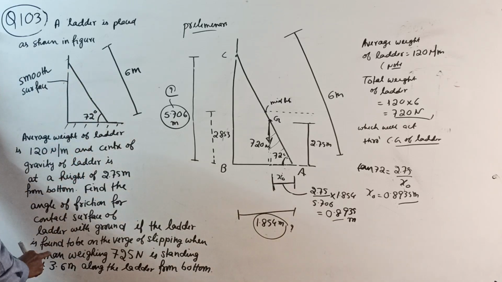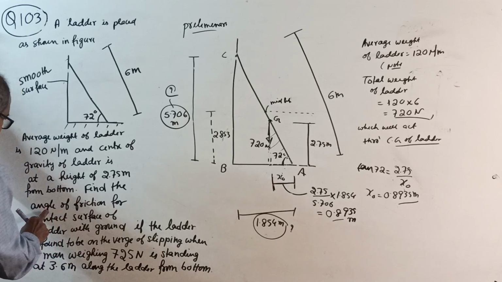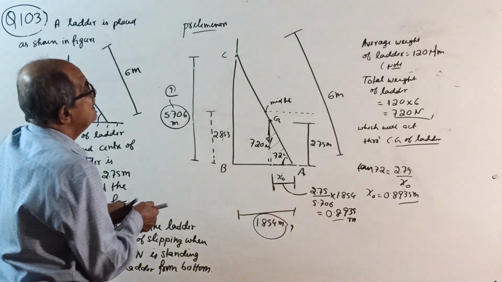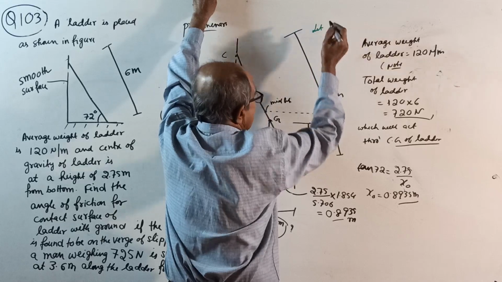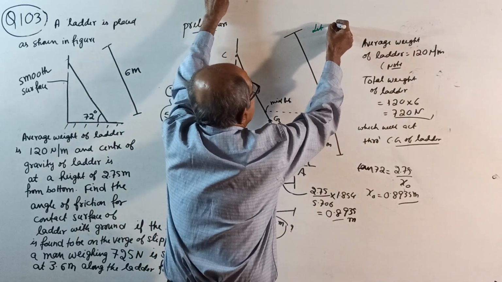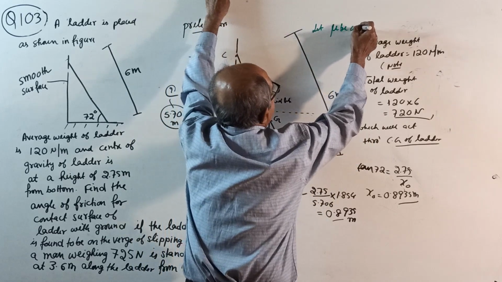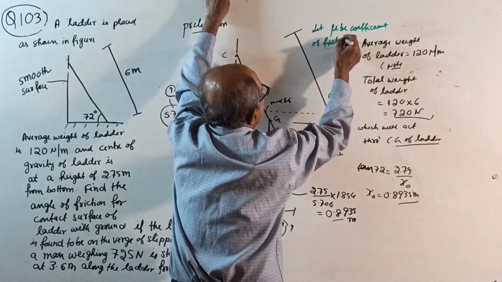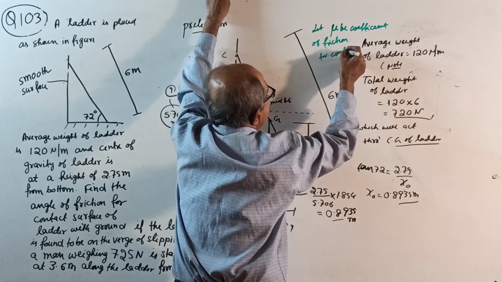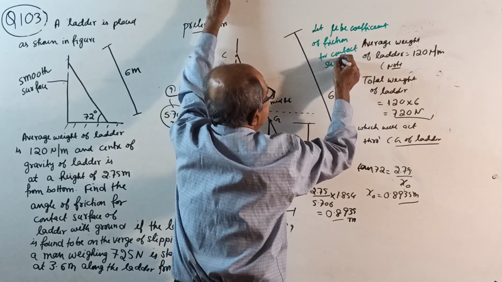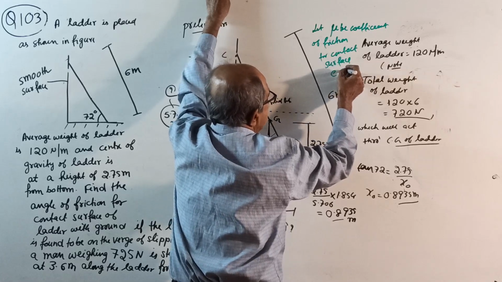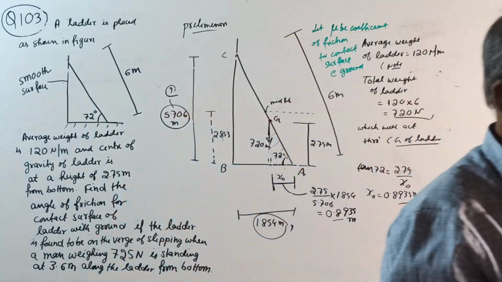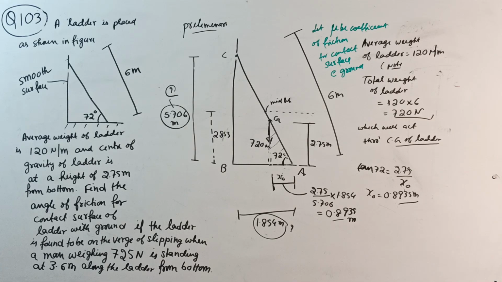So, they want to find the angle of friction for the contact surface of the ladder with the ground. Let mu be the coefficient of friction for the contact surface at the base, at ground level. Contact surface of the ladder with the ground or horizontal plane, whatever you want.